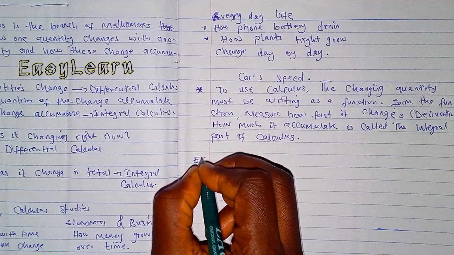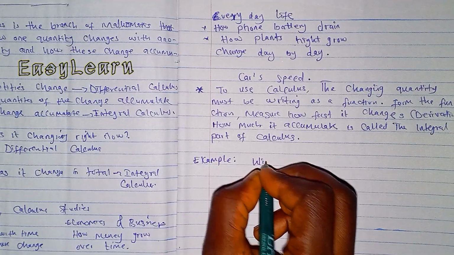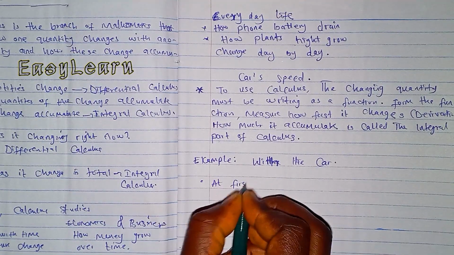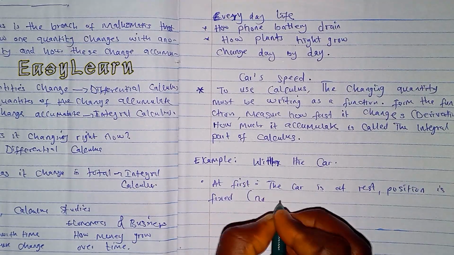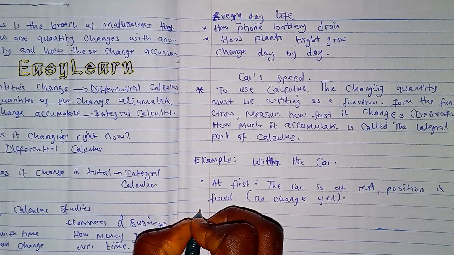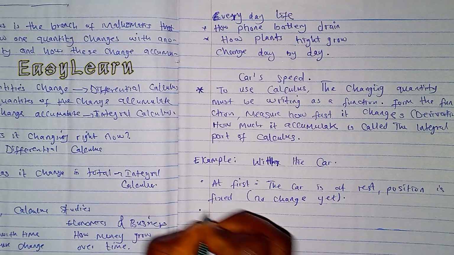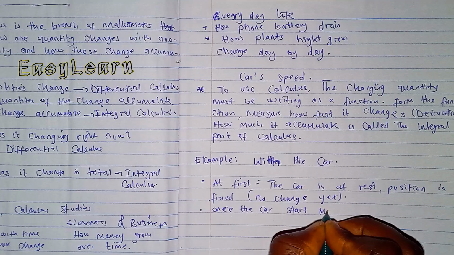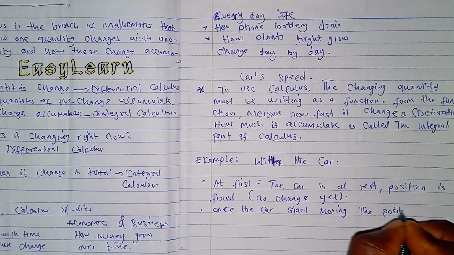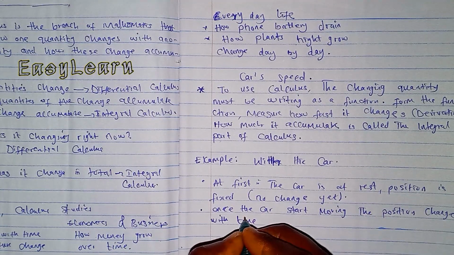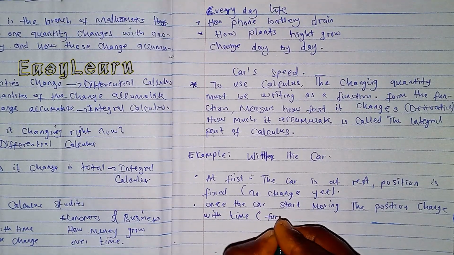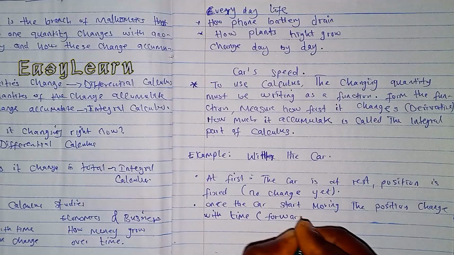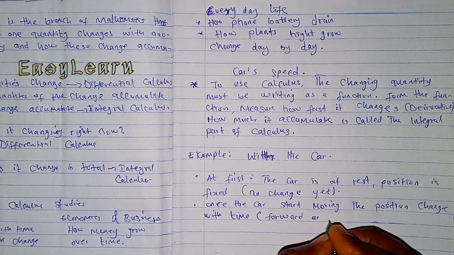Example with the car. At first, the car is at rest, so there is no change at this time. Once the car starts moving, its position changes with time, either the car is moving forward or the car is moving backward.